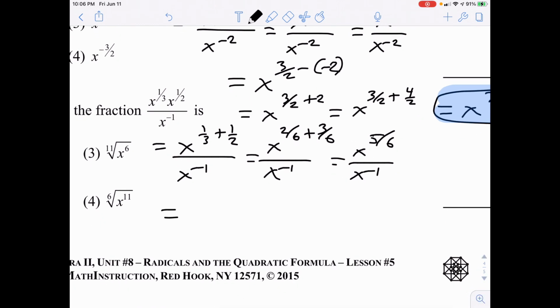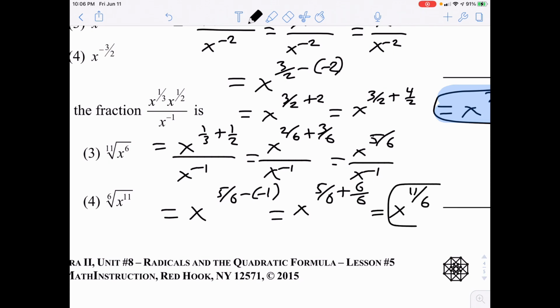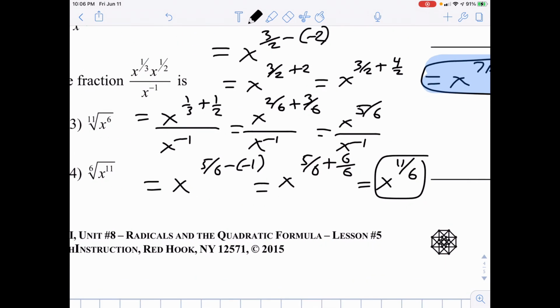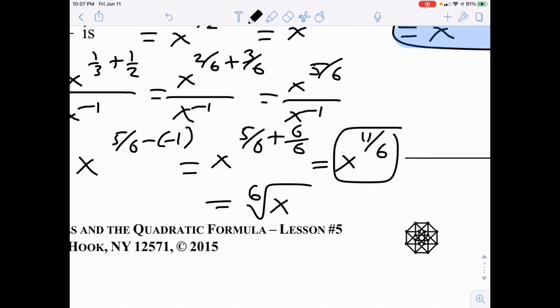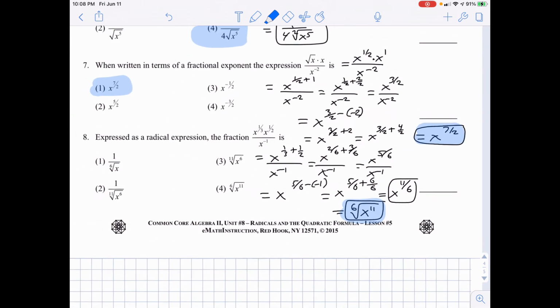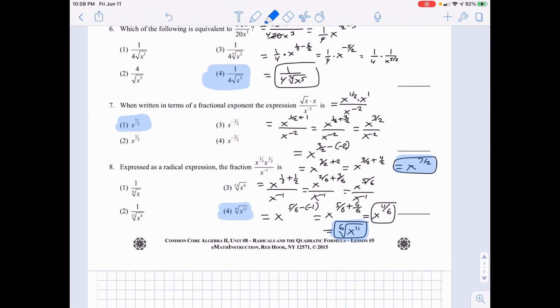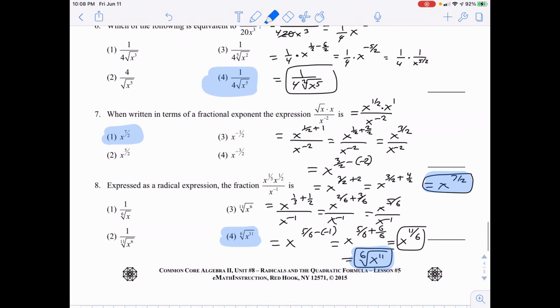Since I'm dividing same base, I will go ahead and subtract my exponents. This is x to the 5/6 minus a minus 1, which is x to the 5/6 plus 1, or plus 6/6, which is x to the 11/6. Now, since that doesn't show up as any of the answers, I need to convert that into a root. So that would be the 6th root of x to the 11th power. Which is option 4.